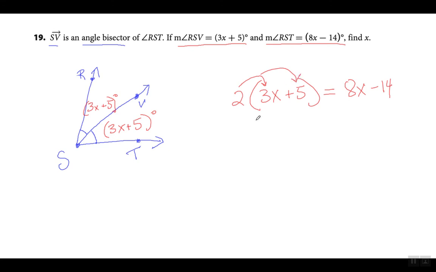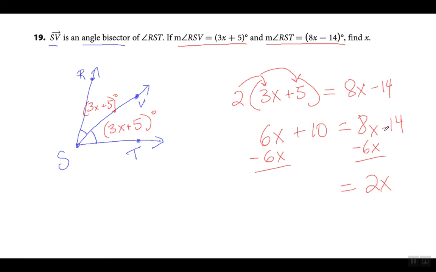Alright, so I would do the distributive property. Okay, and now I'm going to get the 6x to the right by subtracting it, which will give me 2x over here. And I'm going to get the minus 14 to the left by adding it, which will give me 24. So x is going to equal 24 divided by 2. So x is going to equal 12.